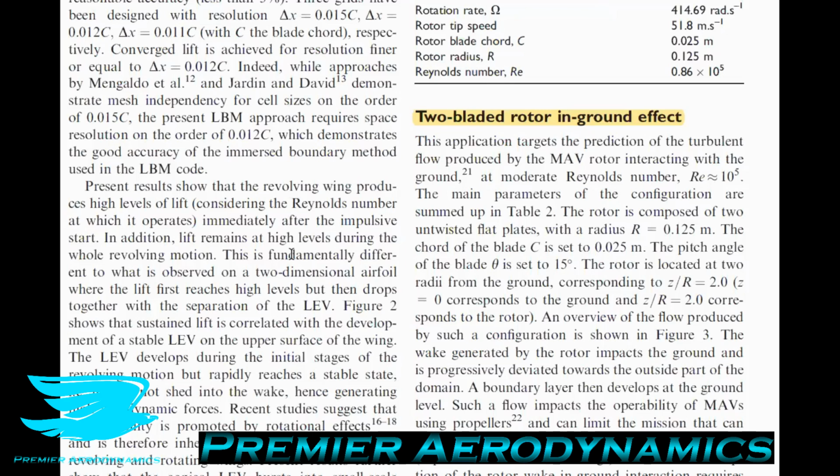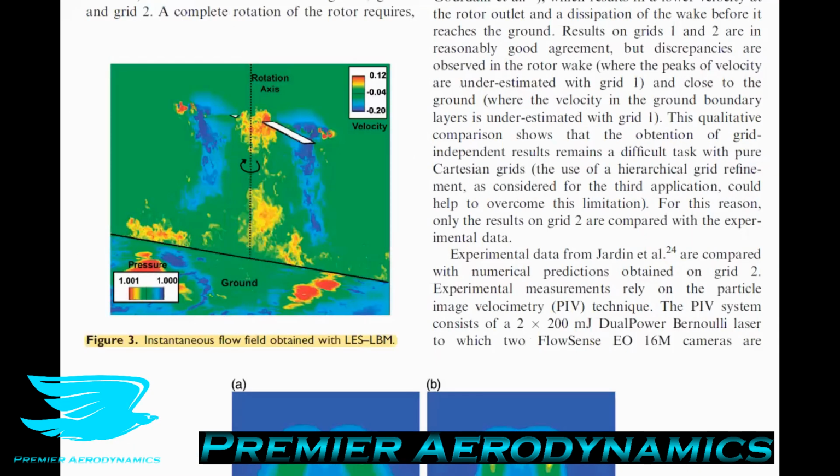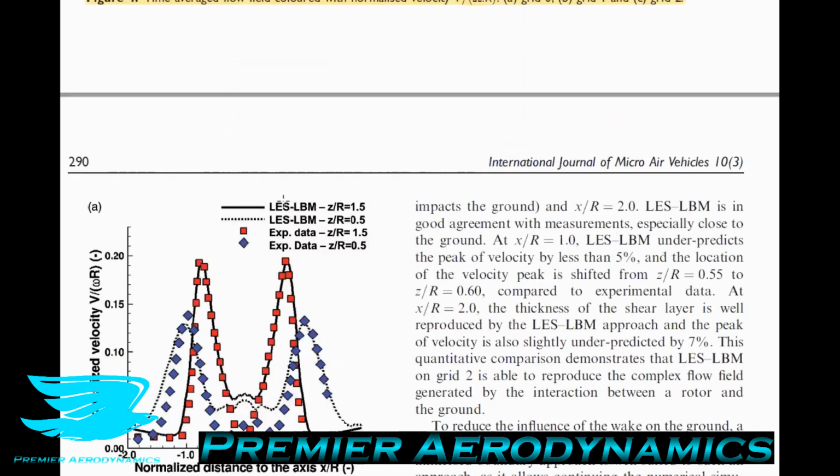So in figure 3, we're talking about the 2-blade rotor in ground effect now. So this is a more complicated situation. Instead of just one wing flapping up and down, you have 2 rotors going around, and they're using LES here, not DNS. LES is not as accurate as DNS. So this application, figure 3, targets the prediction of the turbulent flow produced by an MAV rotor interacting with the ground at moderate Reynolds number, so 100,000. The main parameters of the configuration are summed up in table 2. So let's roll to table 2.